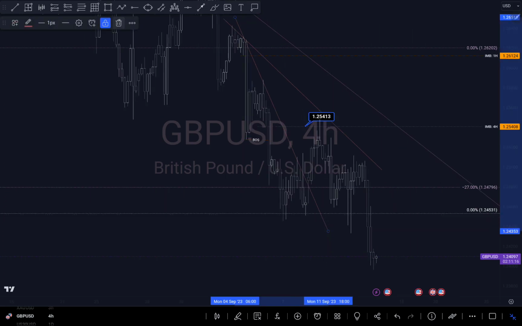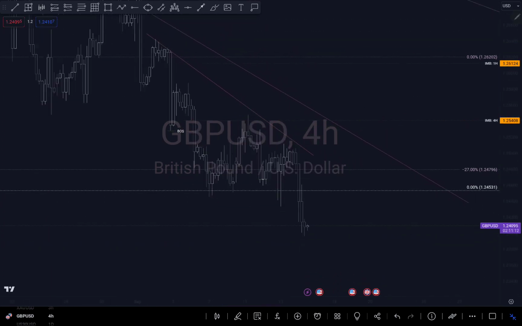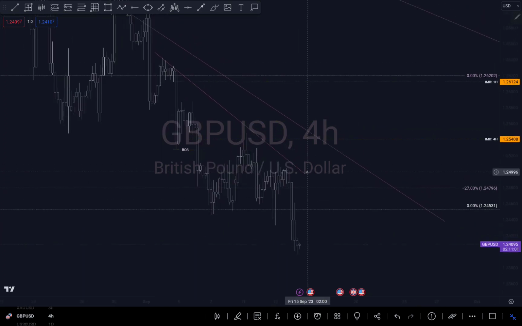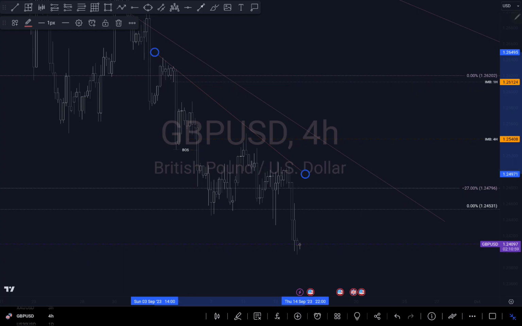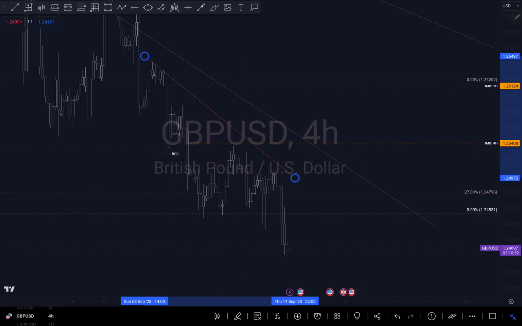But as you can see, when we got there, I'm going to delete it. You can see that when we got there, it rejected with this candle right here. Then we continued to push to the downside, right? So I can readjust this trend line right here based on the current price action.